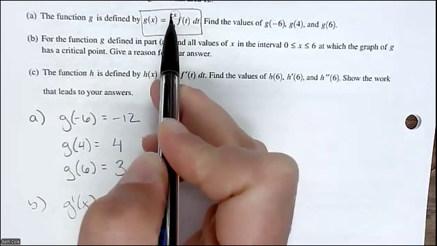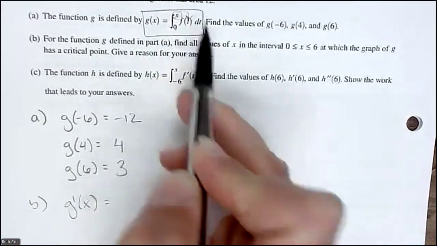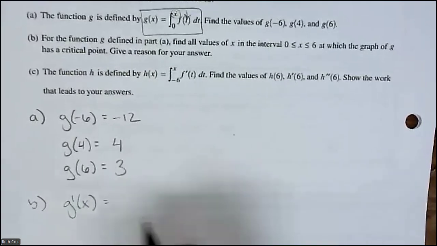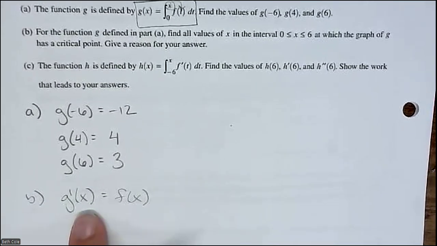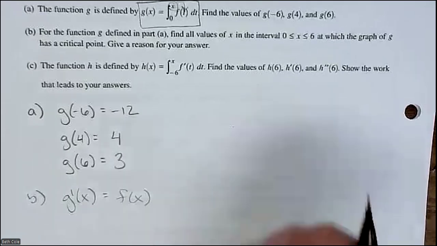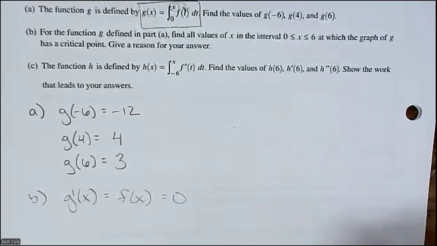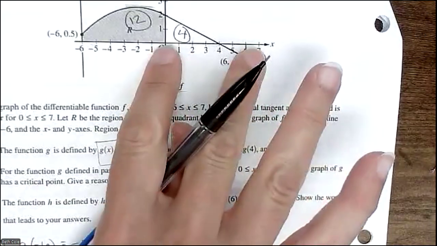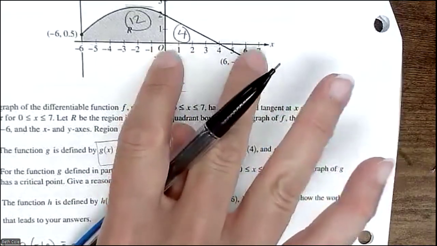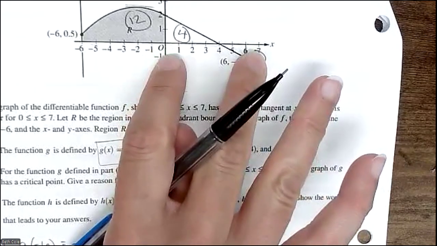Now, when you do g prime, you're doing derivative of an integral. Remember, all you take is this x and plug it in. So what is g prime equal to? F of x. You have to link those together. All right, and we're setting that equal to 0. So on this interval 0 to 6, we're looking just at this part. Where does this graph equal 0?